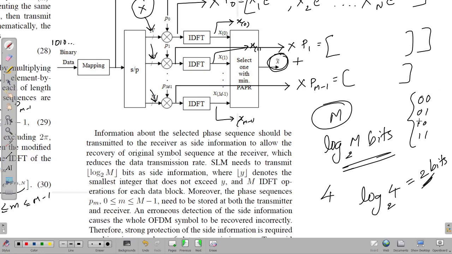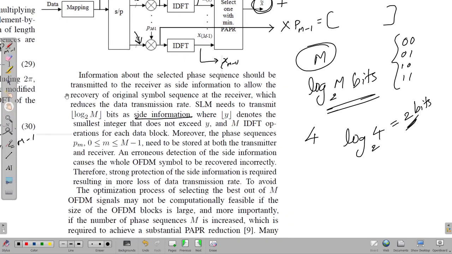So this is actually overhead information. It is not part of the original information, but it is information which is required to decode the signal. It is called side information. So along with x tilde, you also need to transmit the side information to the receiver. Only then will the receiver be able to decode the original signal.